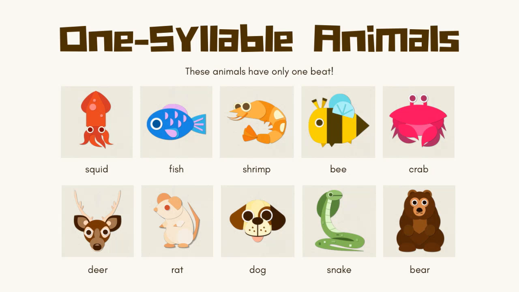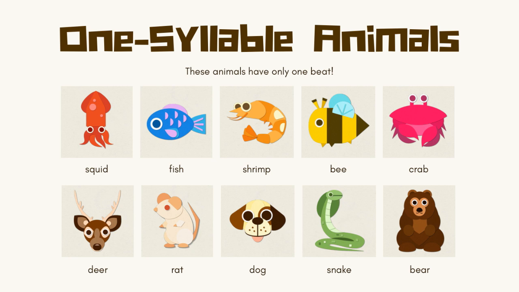These animals all have just one beat in their names, meaning they are made up of only one syllable. You can see examples like bear, snake, dog, crab, rat, deer, bee, shrimp, fish, and squid. This makes them simple and easy to say, which is a fun way to look at animal names.